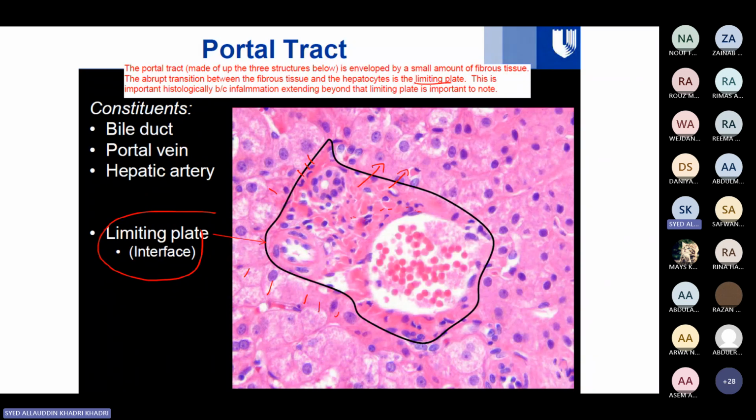Why I'm telling you about the limiting plate is that when you read the articles or the book, you should know what these definitions mean. So histologically, inflammation extending beyond the limiting plate is important to note down. Okay, that's slide number 1.